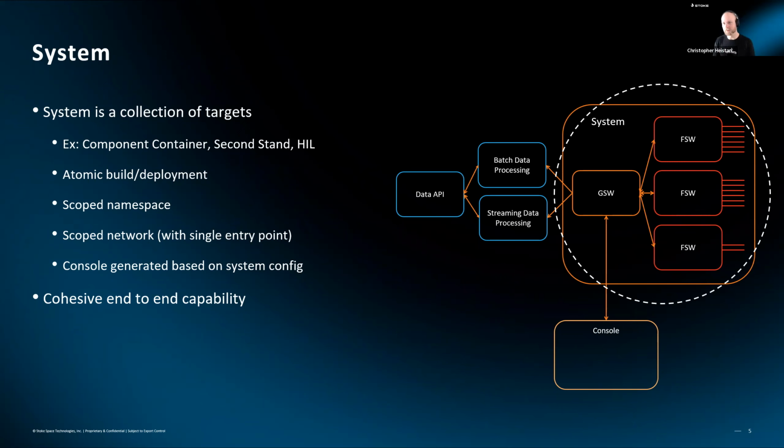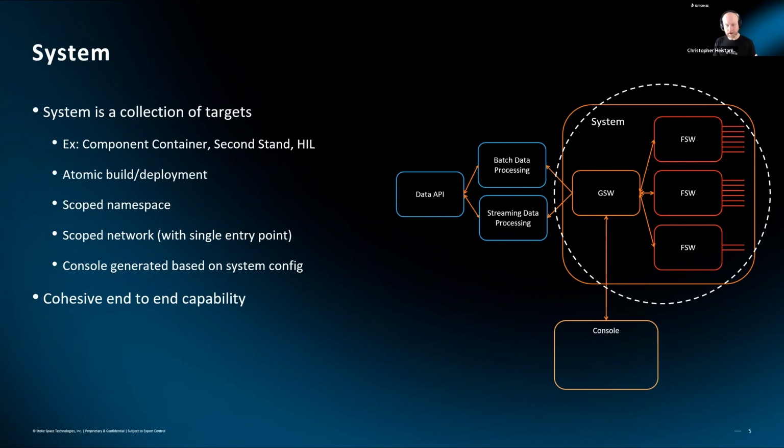So a system is a cohesive set of those that makes up either a test stand, a test setup, a rig, or a developmental setup. So we have a component container stand where we are doing individual component testing of thrusters or of pump parts.